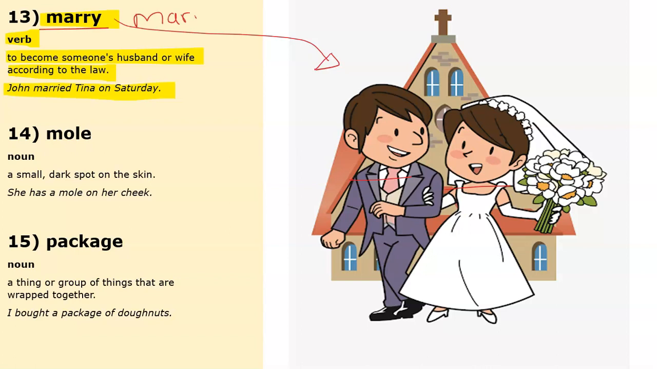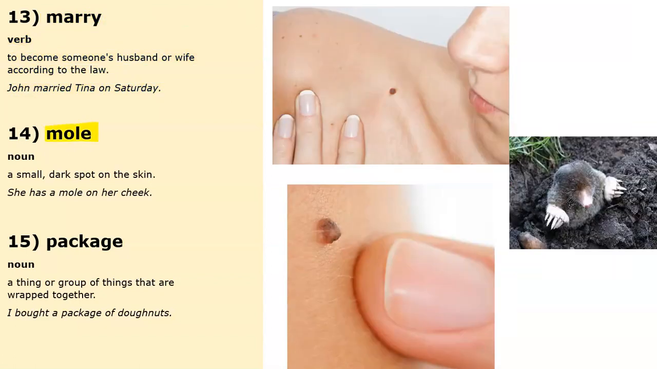When you want to say the past tense of married, you need to change the Y to IED. Do you know any other people who are married? Or do you want to be married one day in the future? Our next word is mole.